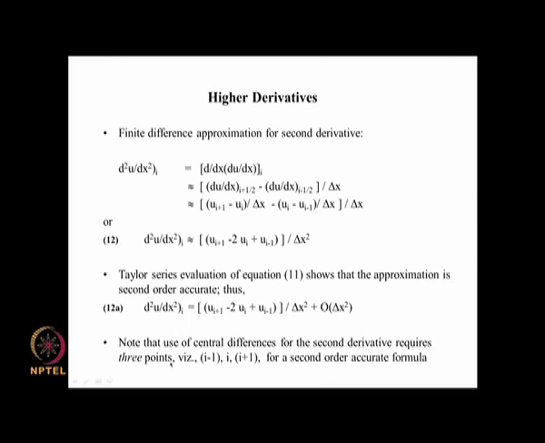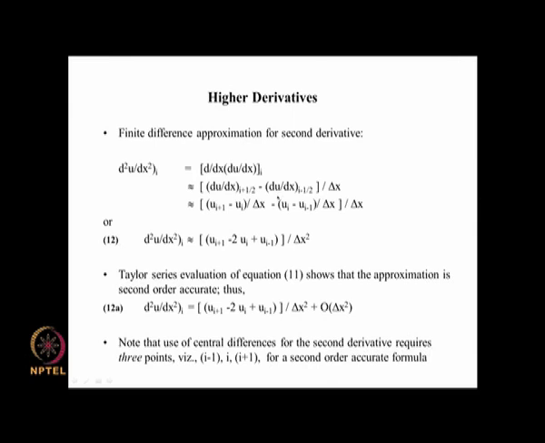For example, we have the second derivative. If you have a derivative like del square u by del x square and we have to derive a finite difference approximation for that at a particular point i, then it is pretty straightforward. We can write this second derivative as d by dx of du by dx at i, and now if you call du by dx as a function f, then df by dx at i can be written as du by dx at i plus half minus du by dx at i minus half divided by delta x.